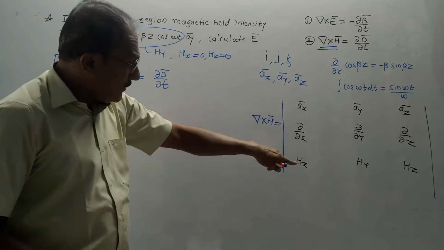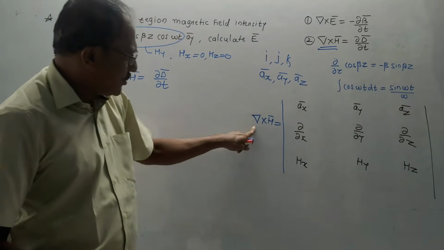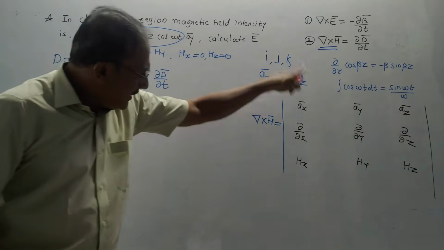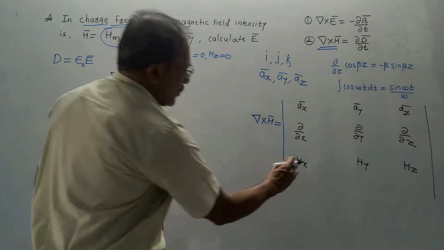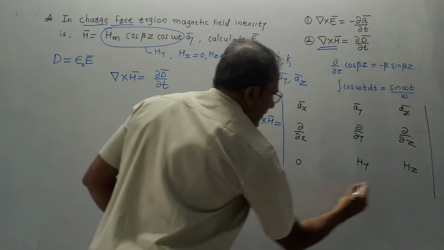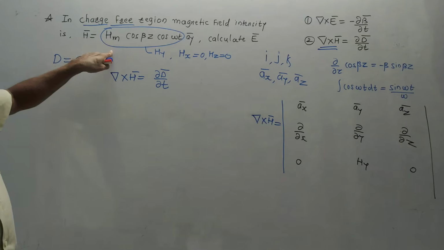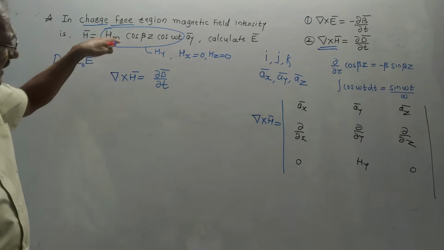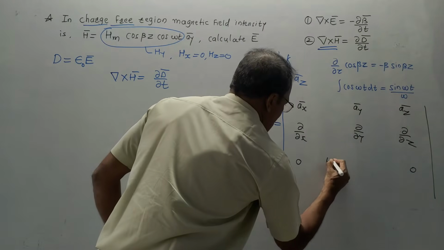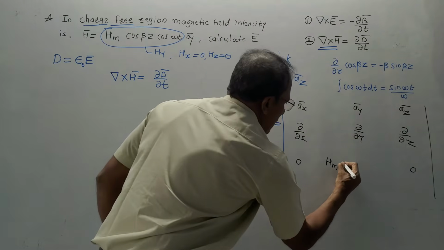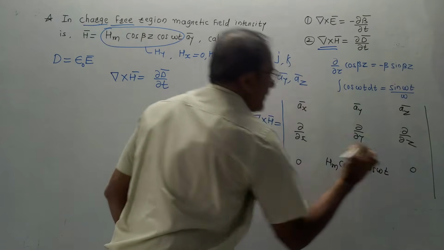Now, before solving, I need to put in the values of Hx, Hy and Hz. Directly I have written the equation of del cross H bar in determinant form. We discussed Hx is 0, Hz is 0. So I will delete this term. I will write 0 for this term. What about Hy? Just now I explained to you. Hy, we will get from the given equation. So the value of Hy is Hm, some constant, cos βz cos ωt. That's what I did.